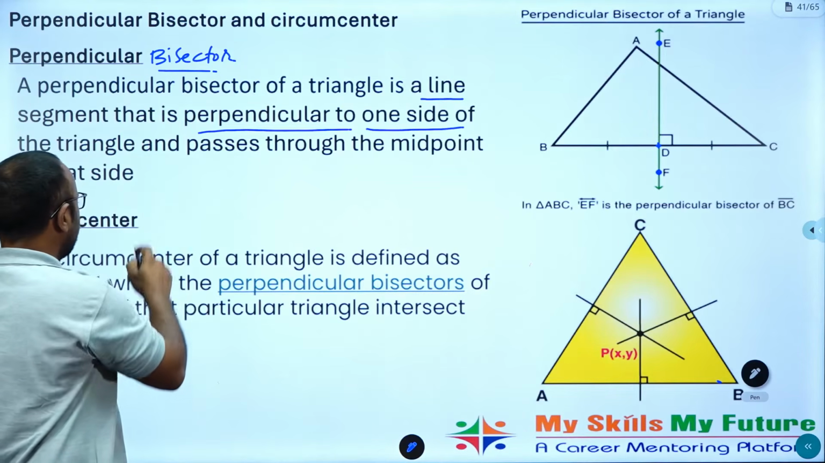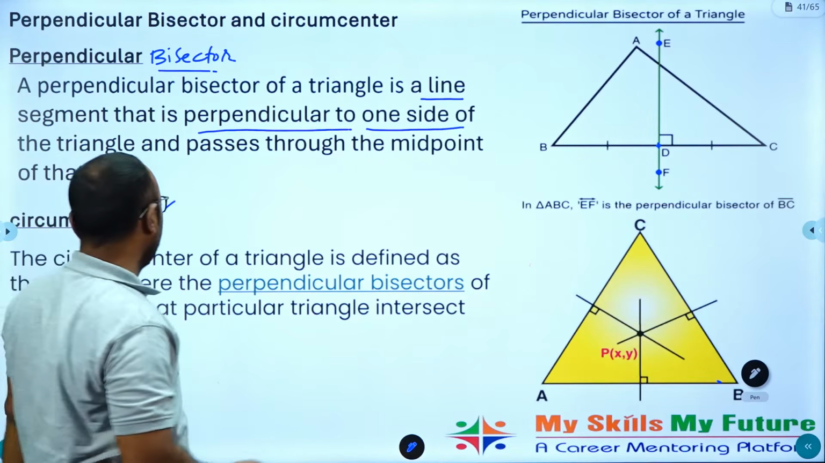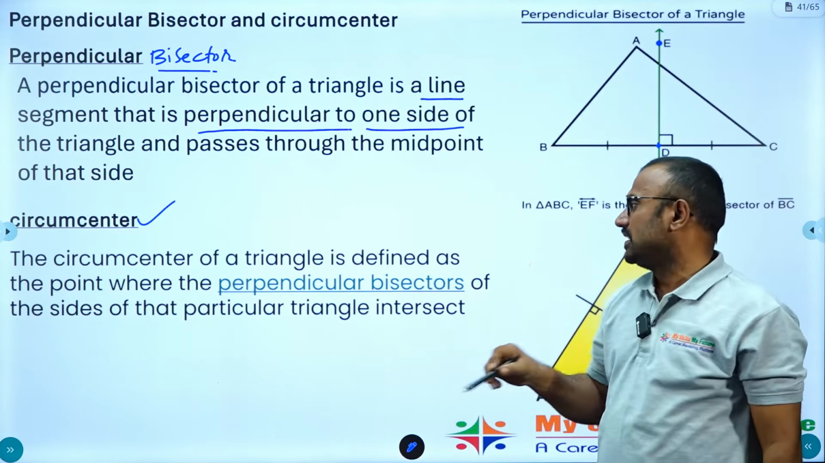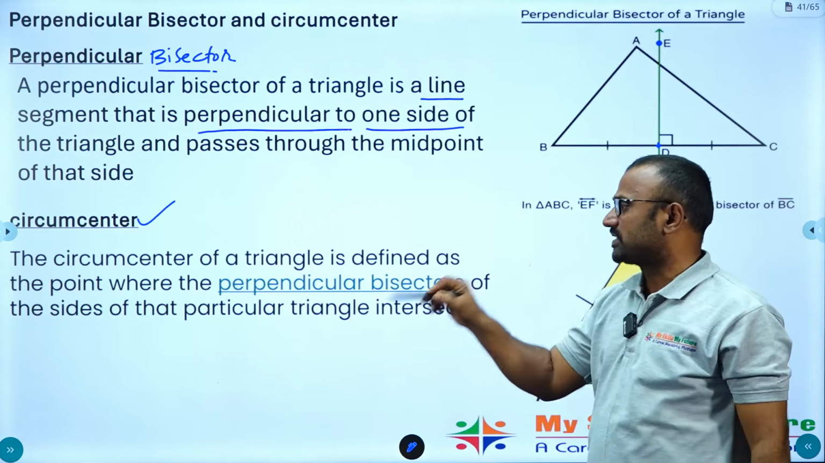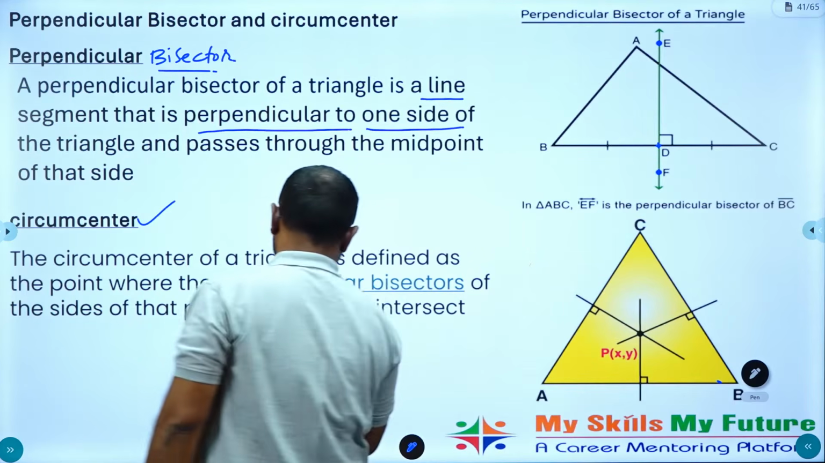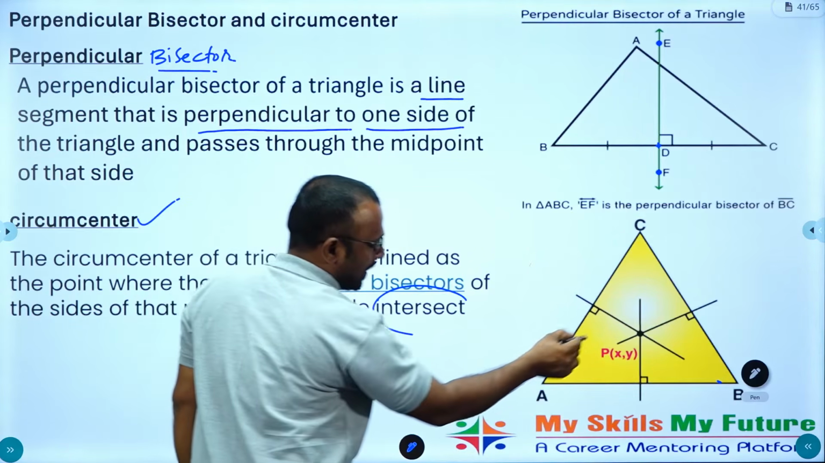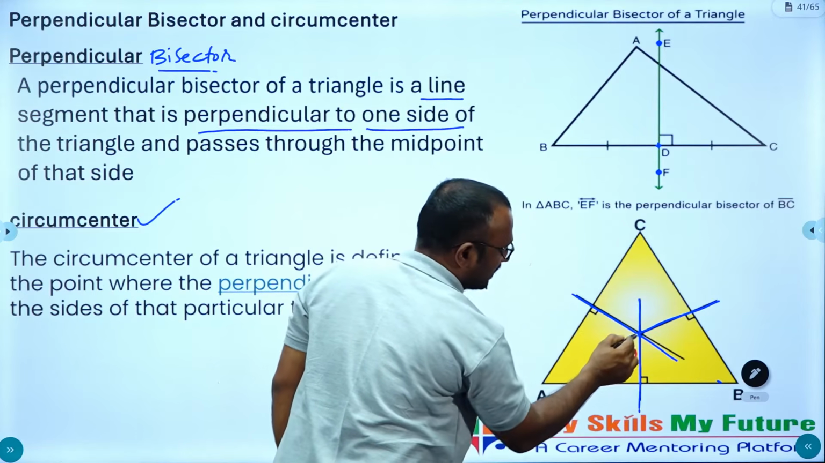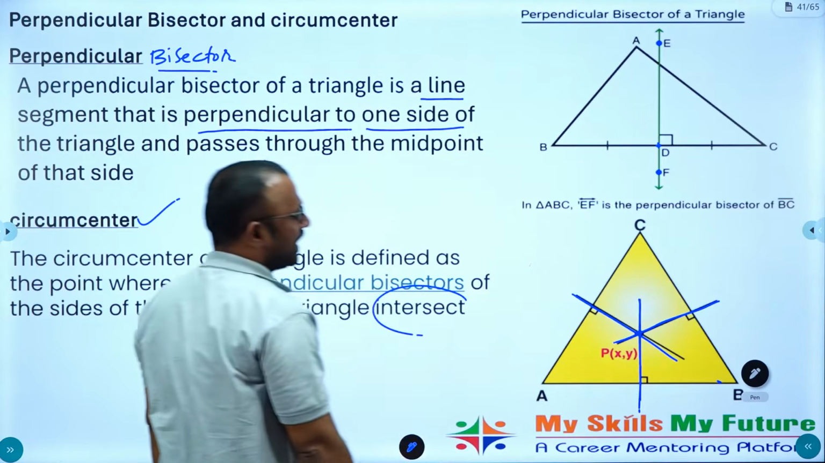So what is circumcenter? The circumcenter of a triangle is defined as the point where the perpendicular bisectors of the sides of a particular triangle intersect. This is the perpendicular bisector, this is the perpendicular bisector, this is the perpendicular bisector. The intersection point is known as circumcenter.